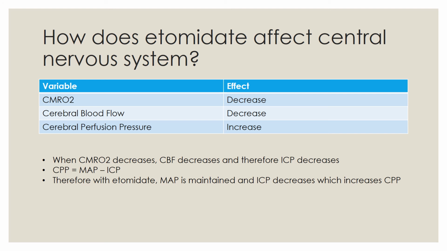Now, the question also asked about cerebral perfusion pressure and how that's affected. So since cerebral perfusion pressure is MAP minus ICP, and MAP with a dose of etomidate is often maintained, a decrease in CMRO2 and a decrease in cerebral blood flow will lead to a decrease in ICP. So a maintained MAP minus a smaller ICP will actually increase the cerebral perfusion pressure. So therefore, with etomidate, the cerebral perfusion pressure will tend to increase. I believe most of you said decrease across the board, but this is the explanation for why the cerebral perfusion pressure will actually increase.